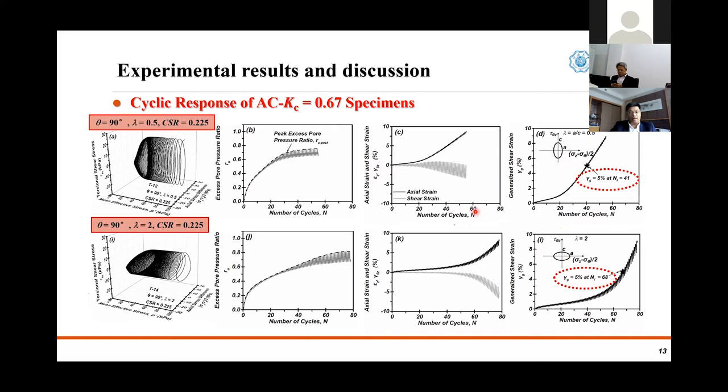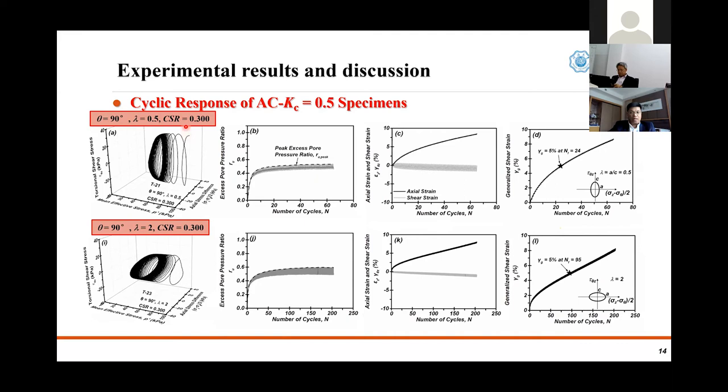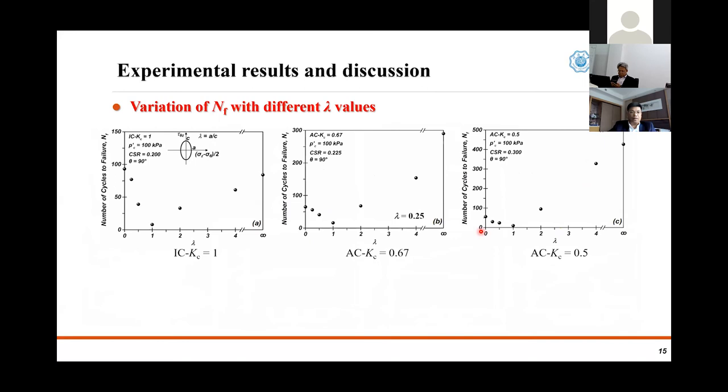And here is another result at a different CSR. Here CSR equals 0.3 and lambda is 0.5 and 2 respectively. And we will obtain a similar result. For example, for lambda equals 0.5, the failure number equals 22, here 95, a big change.